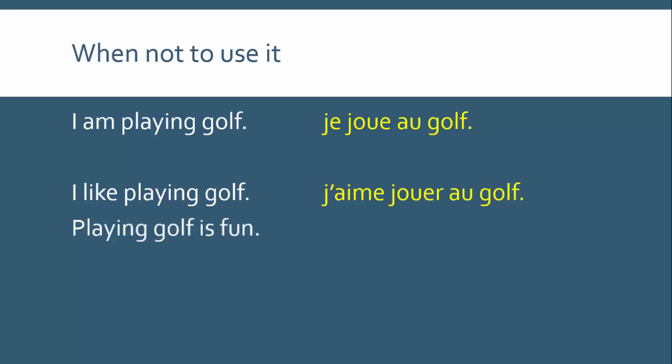Similarly, we can say in English, playing golf is fun. Again, playing here is not a verb, it's a noun. In French, we would use a verb, and again, in the infinitive form, we'd say jouer au golf est amusant. Literally, to play golf is fun.